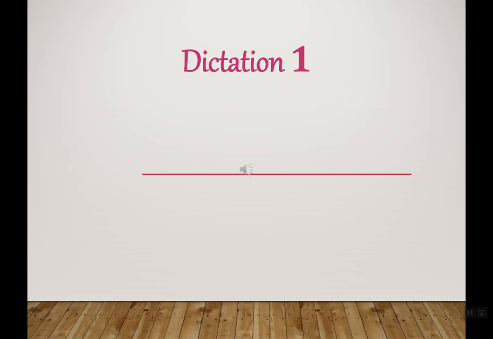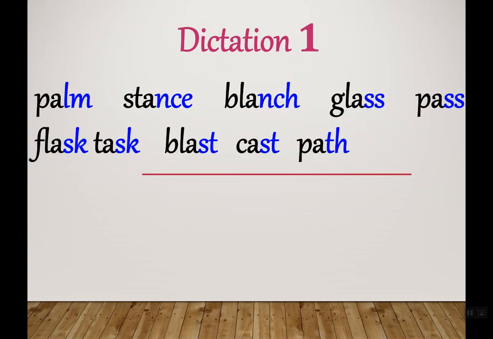Are you done? Shall we check the answers? How many have you got right? In case you have many mistakes, please don't feel disappointed. Mistakes are a part of learning.